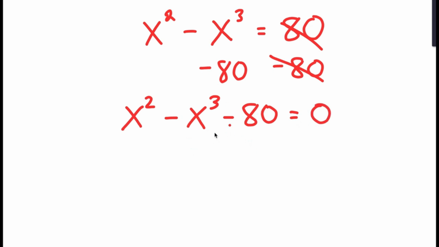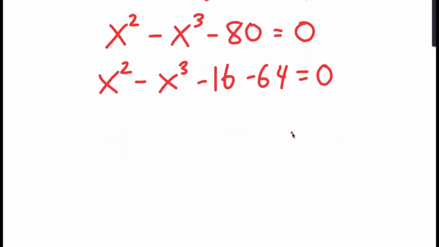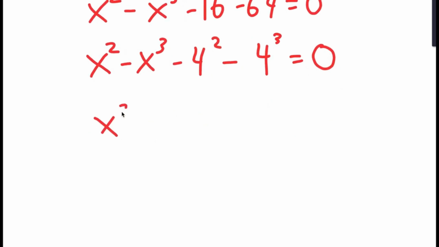Now from here, I'm going to replace negative 80 with negative 16 minus 64. Now, I'm going to first rewrite negative 16 as negative 4 squared, and negative 64 as negative 4 to the power of 3. And I'm going to group x squared with negative 4 squared, and x to the power of 3 with negative 4 to the power of 3.